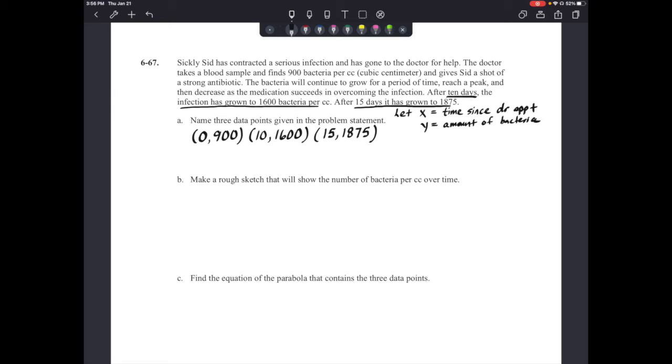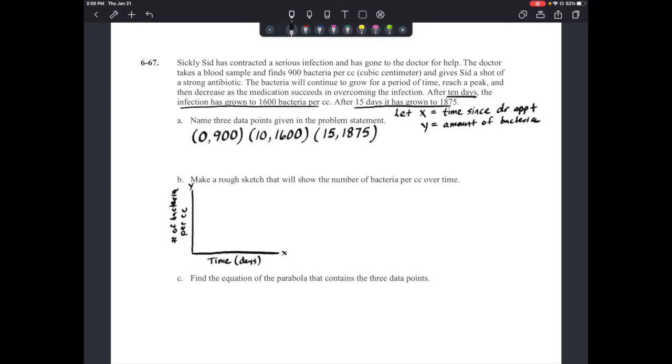Letter B says make a rough sketch that will show the number of bacteria per cubic centimeter over time. Okay, we can do that. Let's set up our x and y axes. Our x is time, and I think we were doing that in days. And then our y-axis is going to be our number of bacteria, per cubic centimeter. That's not as important to write out. Just know it's the number of bacteria.